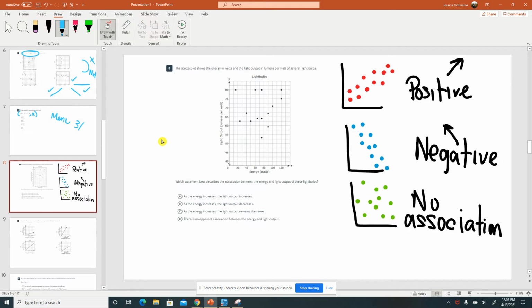For number 8, it says, what is the association? You can tell here that the top one is a positive relationship, the one in the middle negative, and the one at the last is no association. So just use those 3 examples to answer the question and make sure you read carefully.